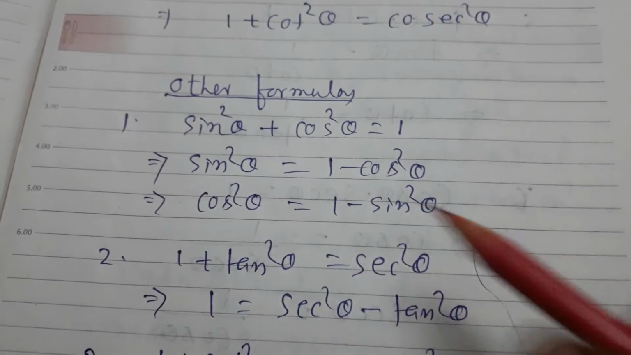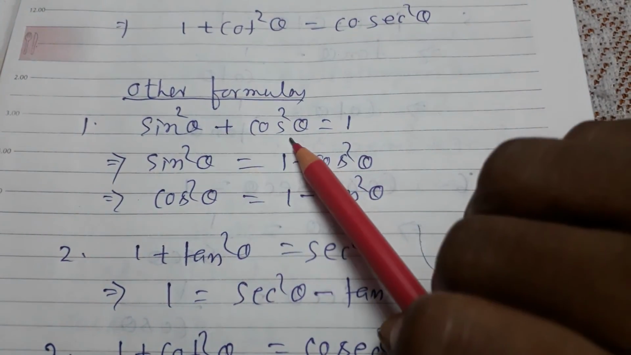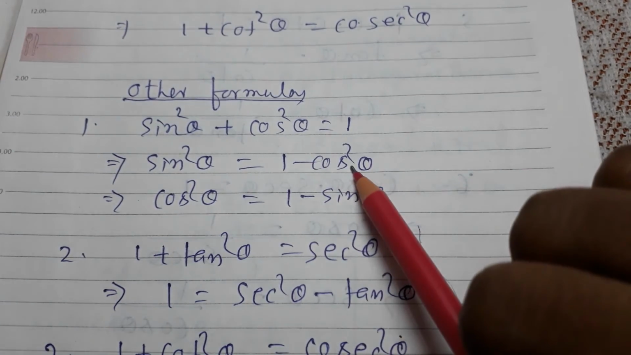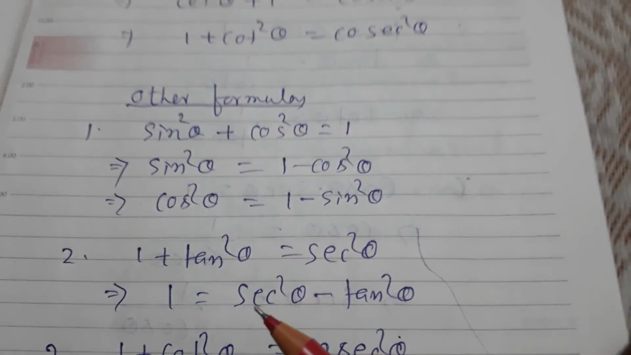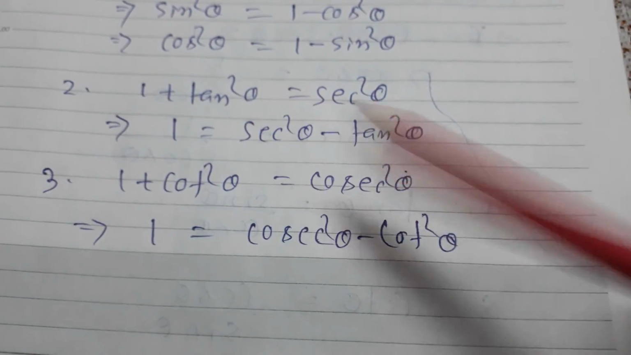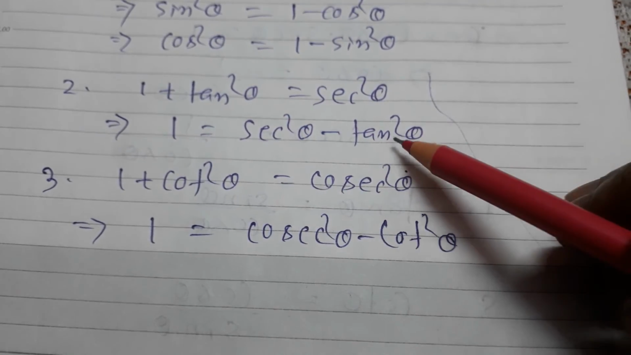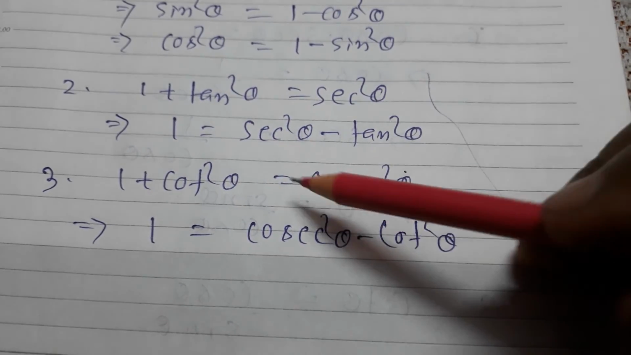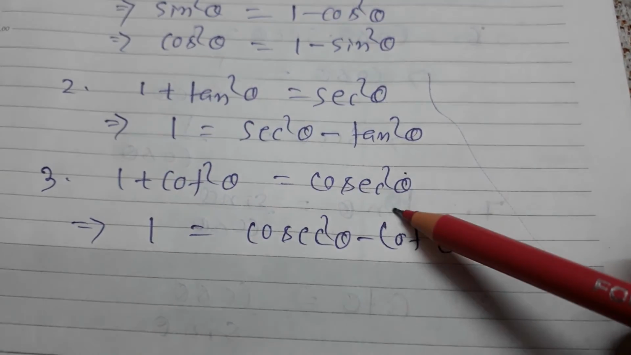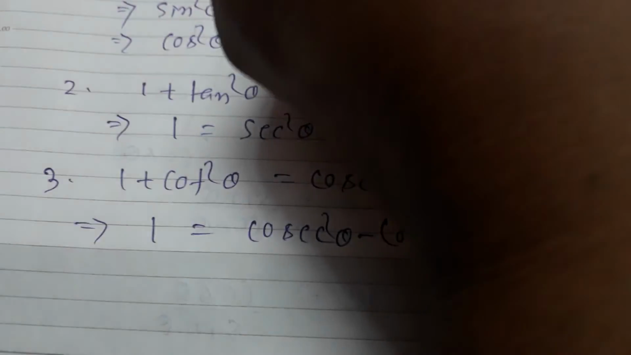Now other formulas. Again, sin square theta plus cos square theta equals 1. So sin square theta equals 1 minus cos square theta, and cos square theta equals 1 minus sin square theta. Second formula, 1 plus tan square theta equals sec square theta, and 1 equals sec square theta minus tan square theta. These are the important formulas. Number 3, 1 plus cot square theta equals cosec square theta. So 1 equals cosec square theta minus cot square theta.